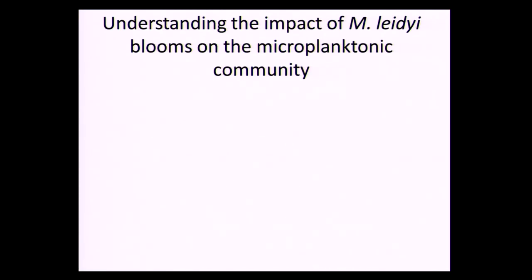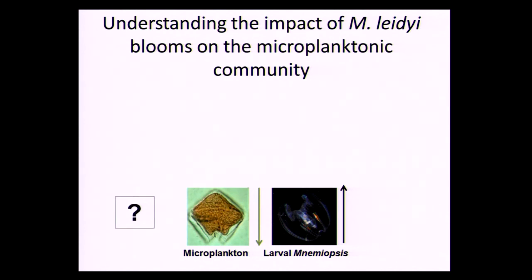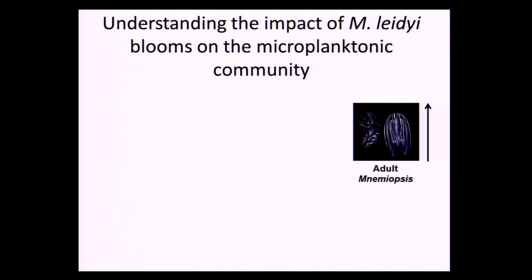Now, what I wanted to consider, though, was the impact of Mnemiopsis on the microplankton community when they're in these high abundance blooms. And I had two sort of thoughts about this. I'm wondering, when we get these blooms of exclusively, or not exclusively, but predominantly the larvae of Mnemiopsis, do the microplankton go down in abundance? Are they having an impact like they are with the mesozooplankton? But the other part of it, and this to me was a little bit more important, was what happens when you get the blooms of adult Mnemiopsis?